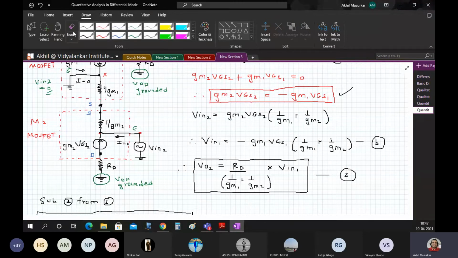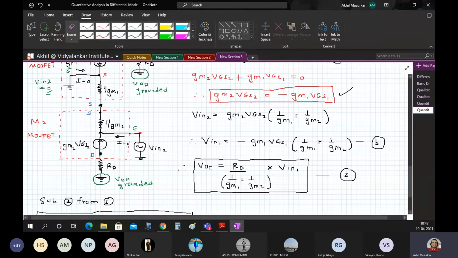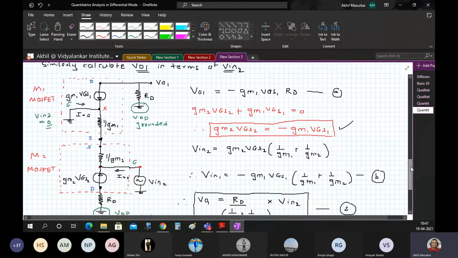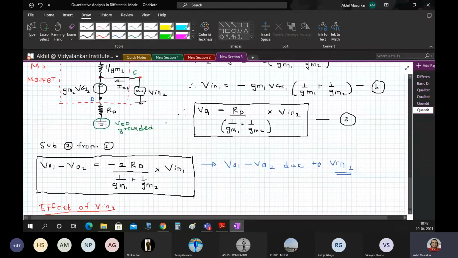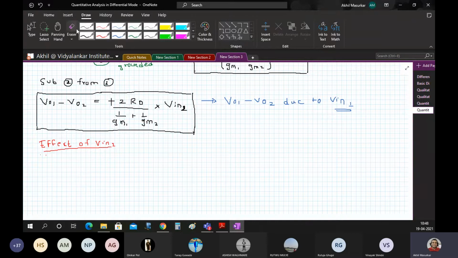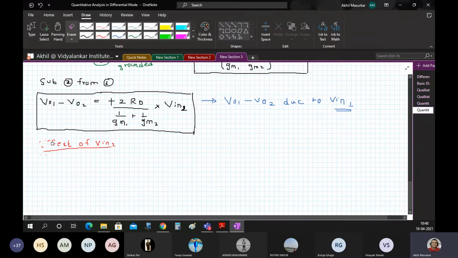and because of this now we can write V01 is equal to this, and V01 minus V02 this time would be, instead of minus, there would be a plus sign. There would be a plus sign. So we actually got two equations.